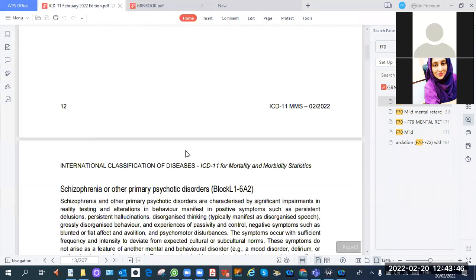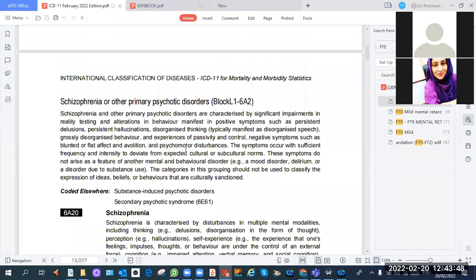Neurodevelopmental disorders, unspecified. Now you might have seen that the substance misuse has been skipped, so it will come towards the end now.